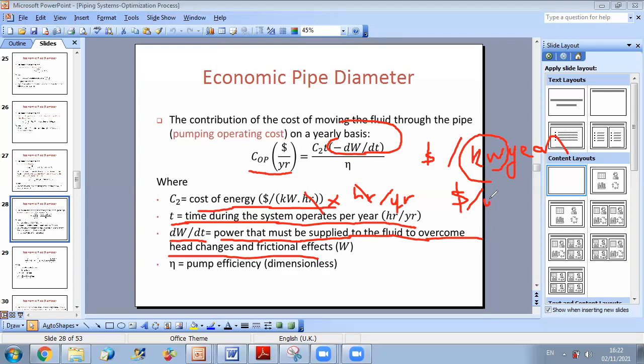Now, I should not forget to divide by the efficiency of the equipment, because efficiency is always less than 100%. I should supply more power to take into account losses that can take place. So I should divide this result by the pump efficiency to get the pumping operating cost.